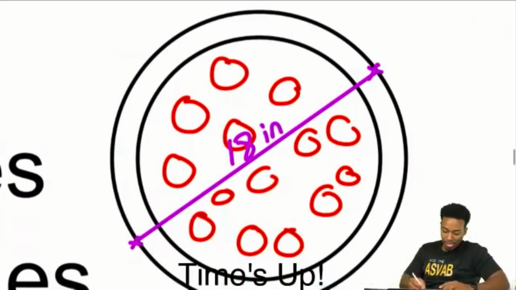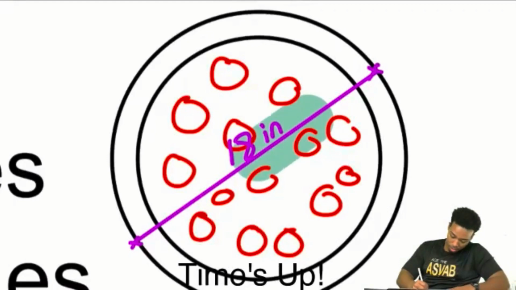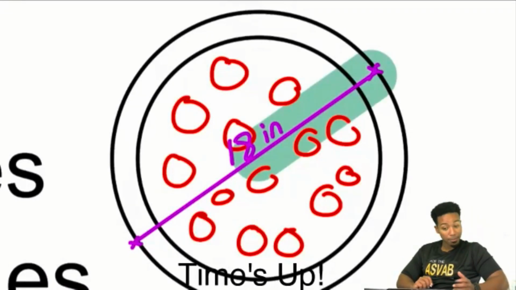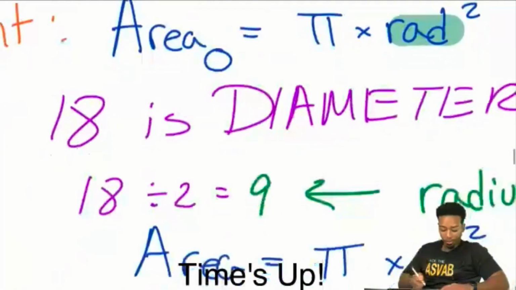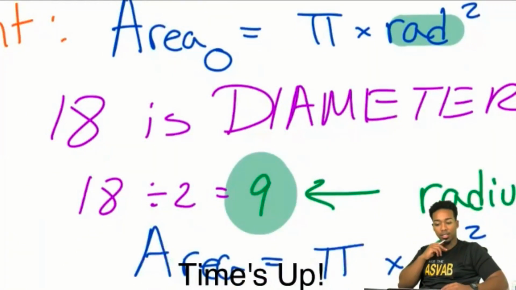So if 18 is the diameter all the way across, if I only wanted half of that, then I would cut it in half. Boom. 18 divided by 2 is what gives us the 9. That's where we get 9 for the radius. So everybody, yes or no? Do we see how and why we need that 9? How we got the 9 and why it's necessary?